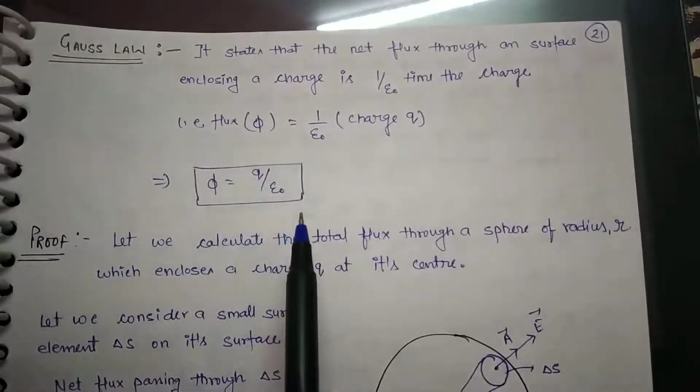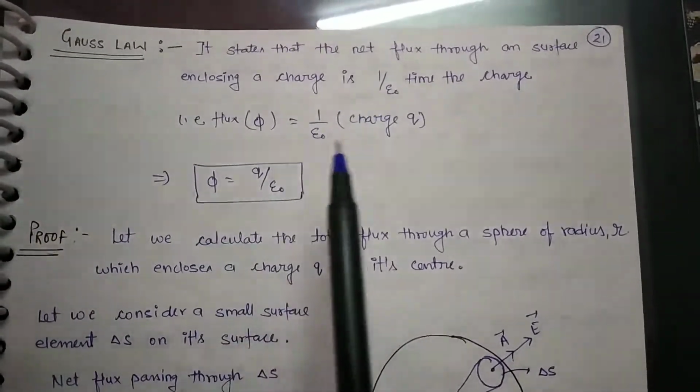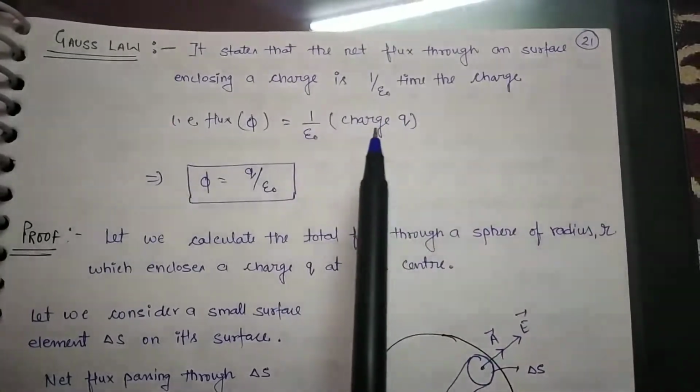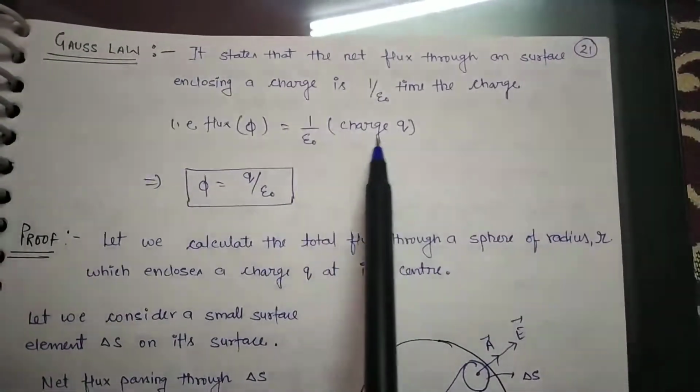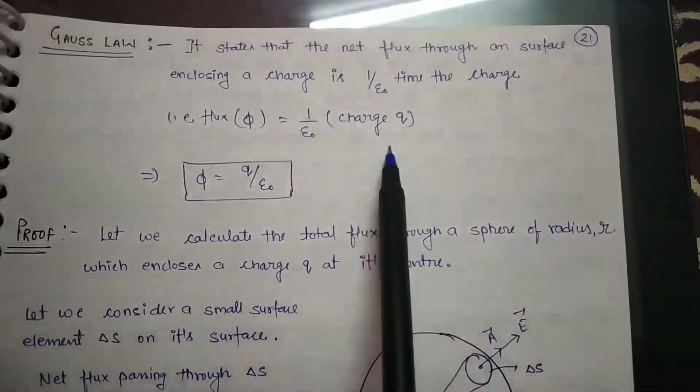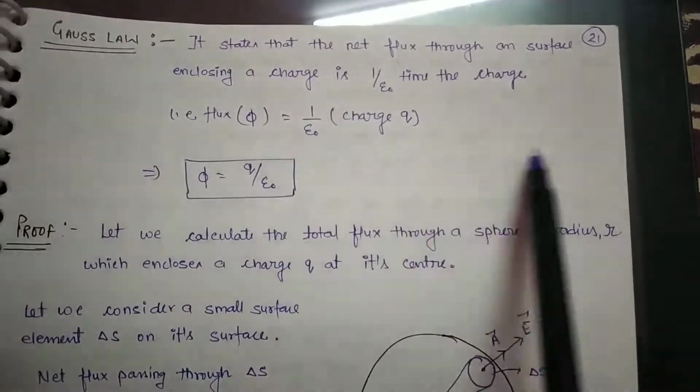Now let me talk about the Gauss theorem. The statement of Gauss theorem says that if a charge is enclosed in a particular Gaussian surface, the net flux will be equal to 1 upon epsilon 0 times the charge. Epsilon 0 is the permittivity of free space. Its value is known to all of us.